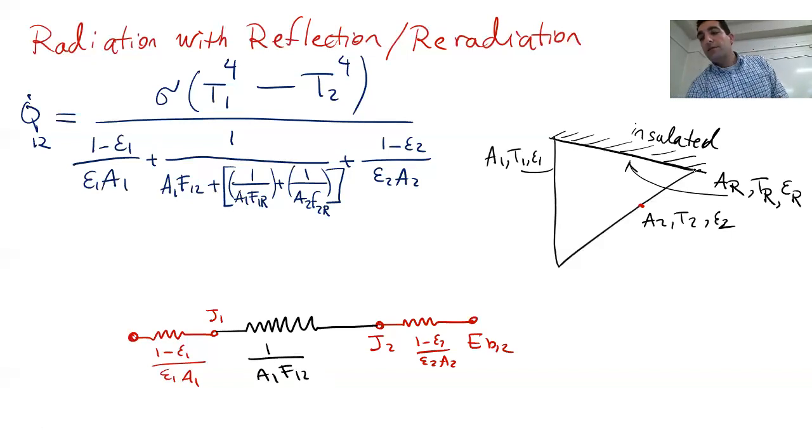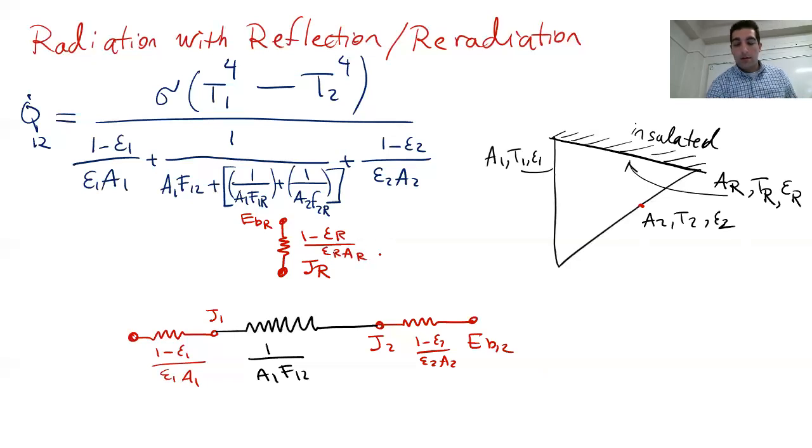Now what happened for this surface is the same thing: I should assign one radiosity to this. Let's call it radiosity of surface R. And then a surface resistance for that. So I have EBR, (1 minus epsilon R) divided by (epsilon R A R). And then I have two view factor resistances because it's facing two surfaces, surface 1 and surface 2. Makes sense?